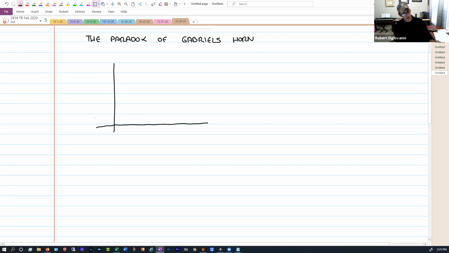Let's say that we take the function f of x equals 1 over x. And let's look at it on this interval 1 to, let's go to infinity. So this graph looks like this. One goes in, 1 comes out, and then it just kind of tapers down and heads towards the x-axis like that. It goes forever.